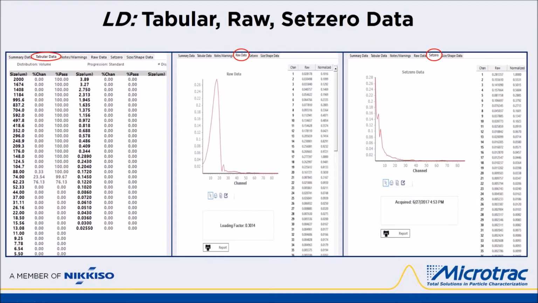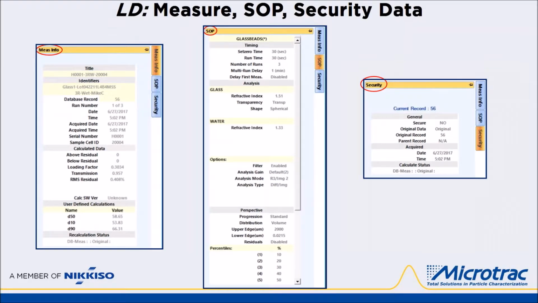These views are of the laser diffraction tabular distribution data on the left, the raw data in the middle, and the Setzero display on the right. Tabs in the upper right of the summary data display pull up supplemental measurement information on the left, all the settings for the SOP used, and the security information.